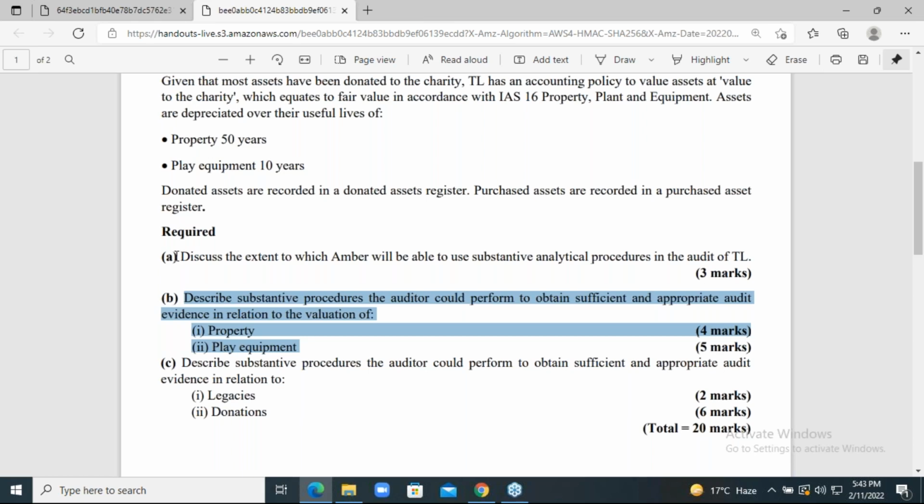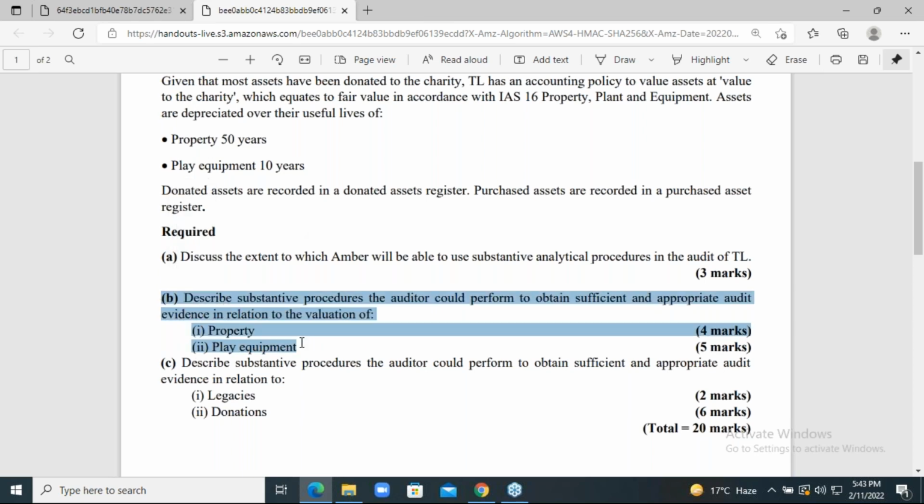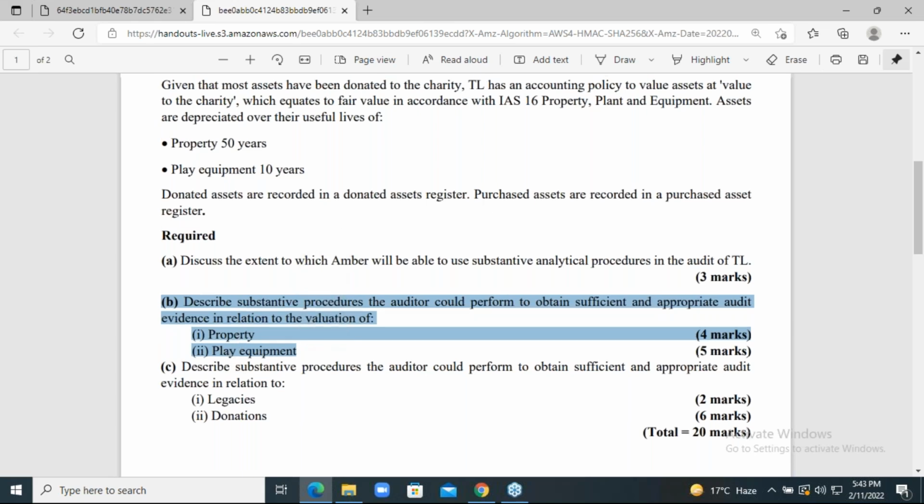Requirement A is a generic requirement from ISA 520 analytical procedures. We are not going to talk on it. Now let's start with requirement B. This requirement B is asking us to write procedures on property and play equipment. Property is an asset and play equipment is also an asset. So we can see what is the data here.